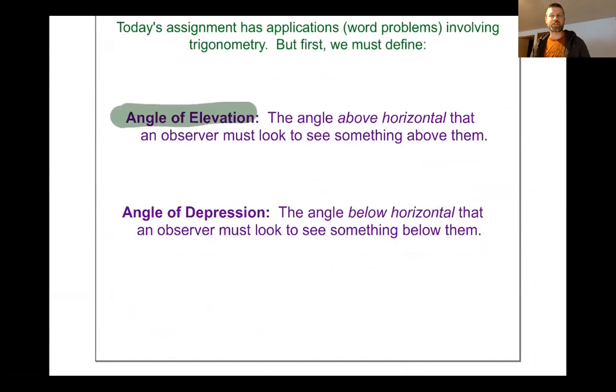Angle of elevation is just the angle above horizontal that an observer must look to see something above them. So if you've got a person right here and they're looking up to see something, there's my horizontal. This angle is the angle of elevation.